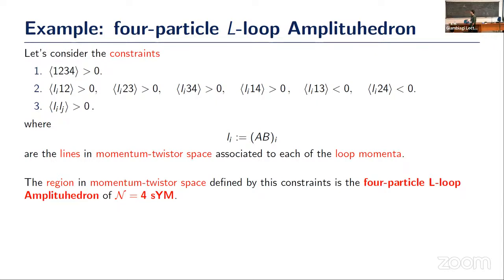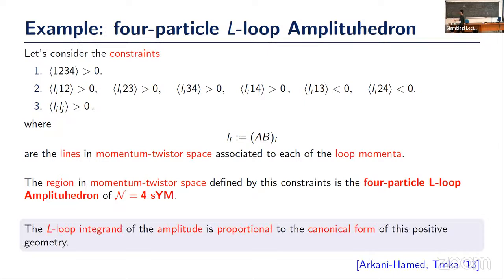And how can we get the amplitude from this region? Well, this region is a positive geometry and so has a canonical differential form. And we can get the amplitude from this canonical form. To be more precise, the amplitude is proportional to the canonical form of this positive geometry.